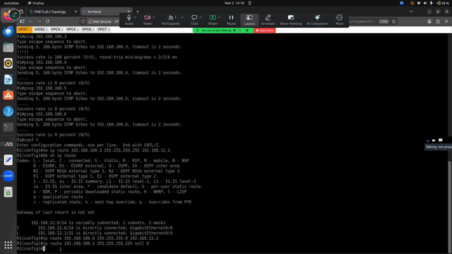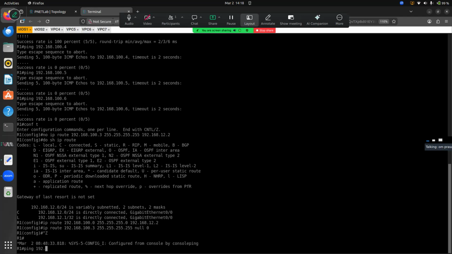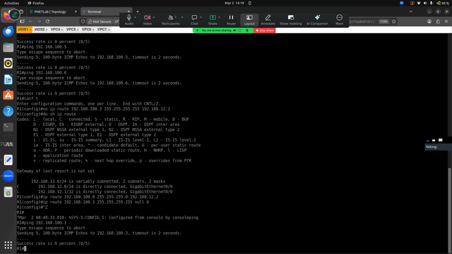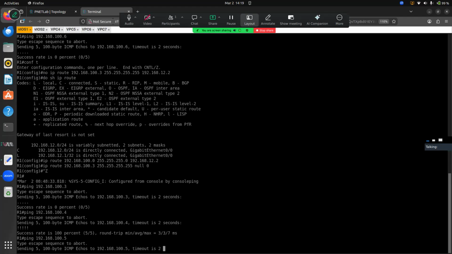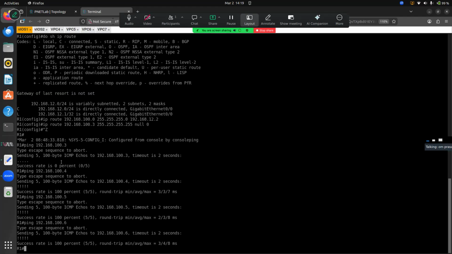Okay. Let's verify with that. Come to privilege mode, ping 192.168.100.3. It's discarded. Okay. Packets are discarding. Let's go to PC4. See, packets are coming to this interface. Only it's discarded towards that 100.3.